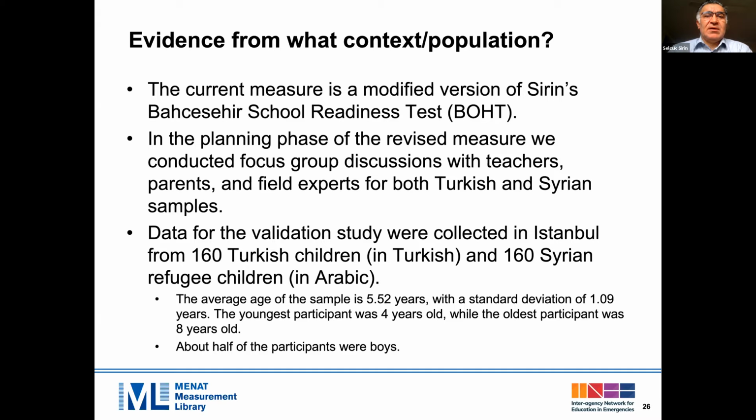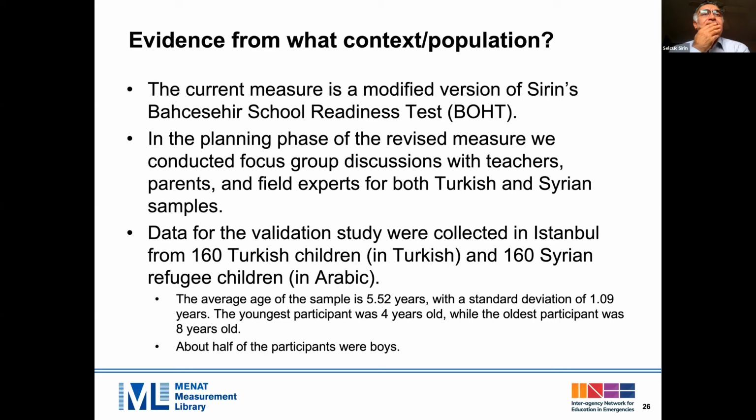The average age of our sample was 5.5 with a standard deviation around 1 year. The youngest was 4, the oldest was 8. The one condition we had is that children who participate in our study are not currently going to school. So as you can see, there are some who are a little bit older. And we have a balanced gender sample. Next, please.